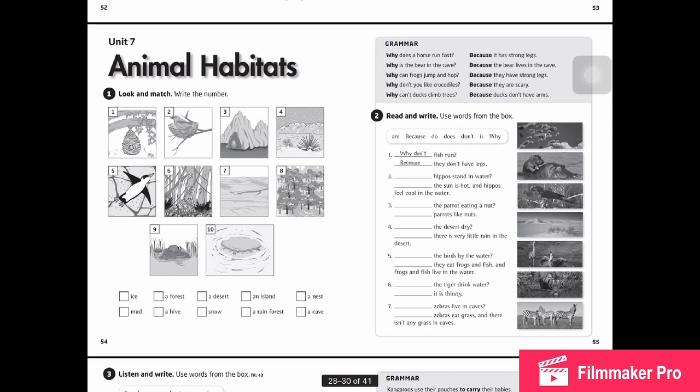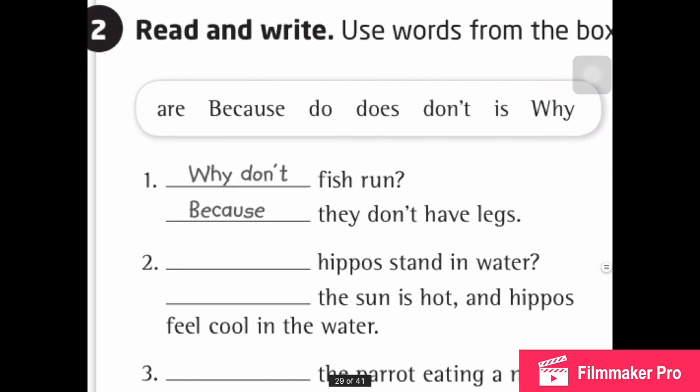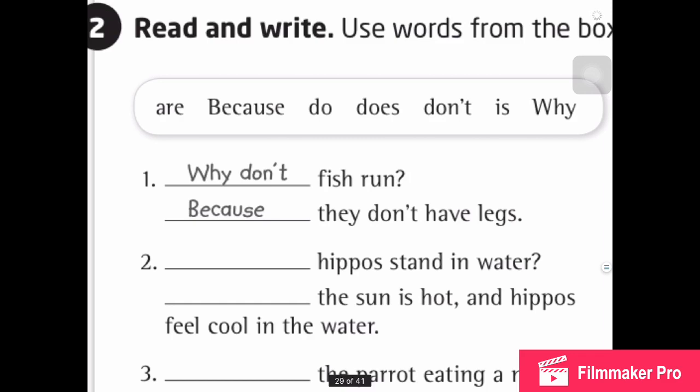Read and write. Use the words from the box. In the options you have are, because, do, does, don't, is, and why. Here you have an example. Why don't fish run? Because they don't have legs. So you're going to try to answer the other sentences using this as an example.